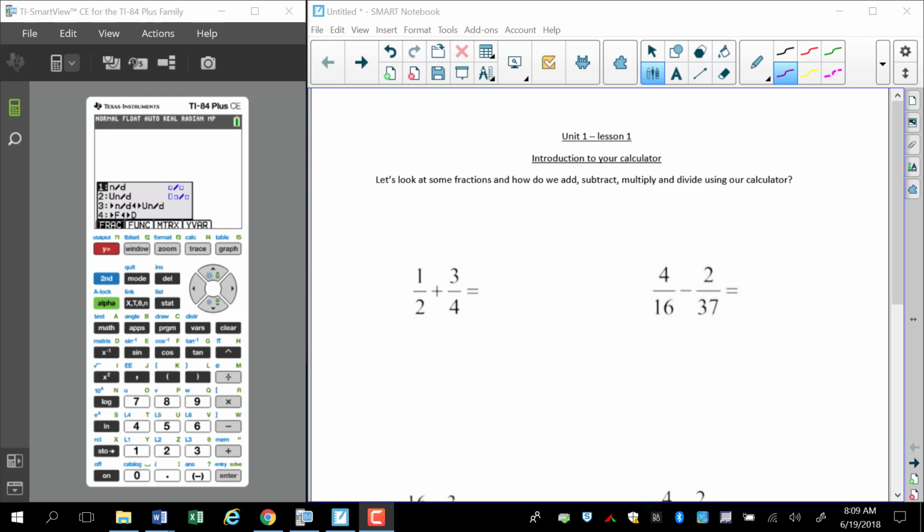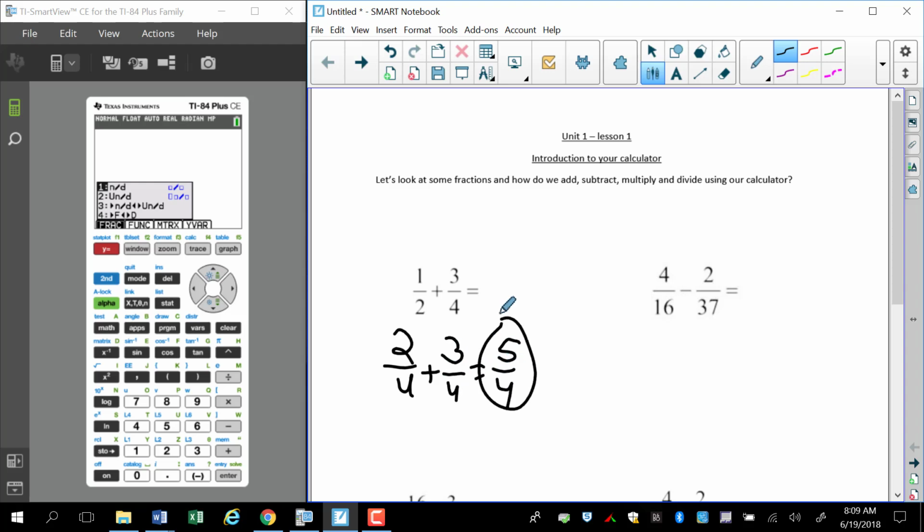Now, what I wanted to stress first is if you'd like to do these fractions by hand, you're more than welcome to. But I'm not going to spend days going over addition, subtraction rules, multiplication rules, division rules. So if you'd like, you could take this and change 1/2 to 2/4, add 3/4, and get 5/4. And you can do that on your own if you find that simpler.